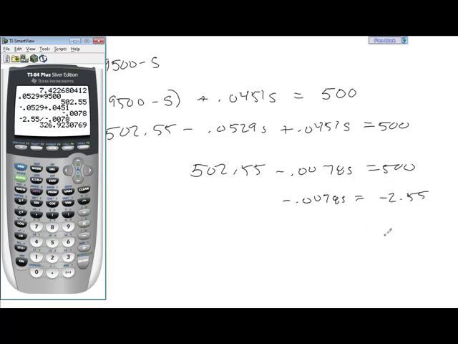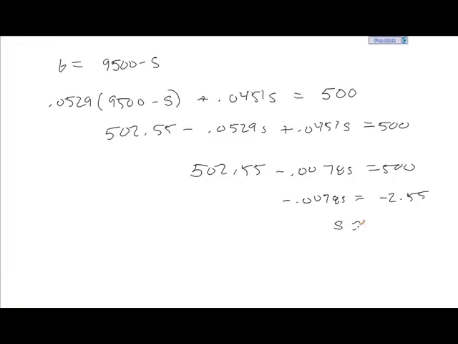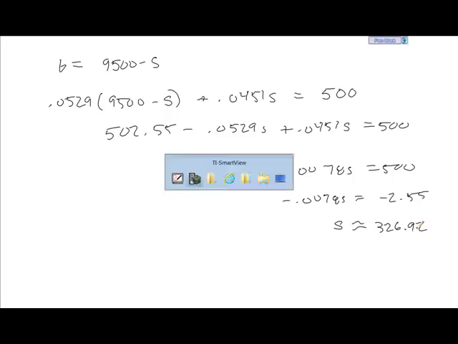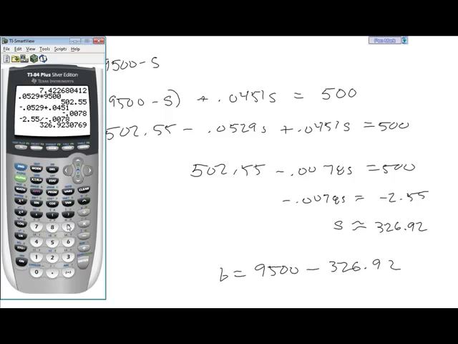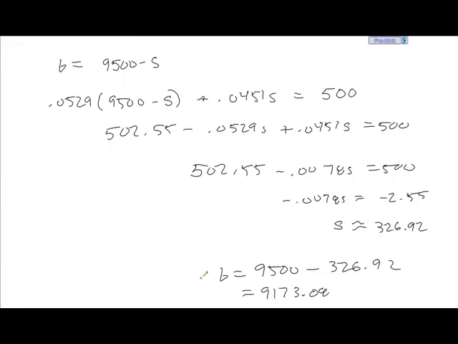And I get about $326.92. So S is about $326.92. Alright, well that allows me pretty quickly to determine what B is. We know that S plus B equals 9,500, so B is equal to the difference, 9,500 minus 326.92, and this tells me that I would need to put in $9,173.08 into the bonds, and $326.92 into social choice.